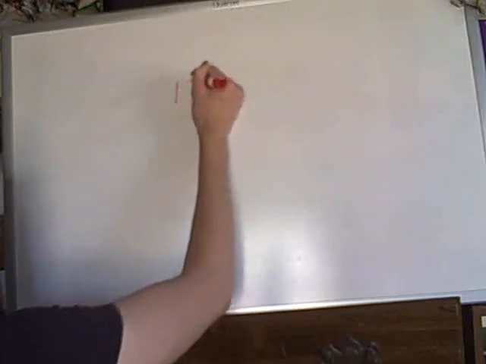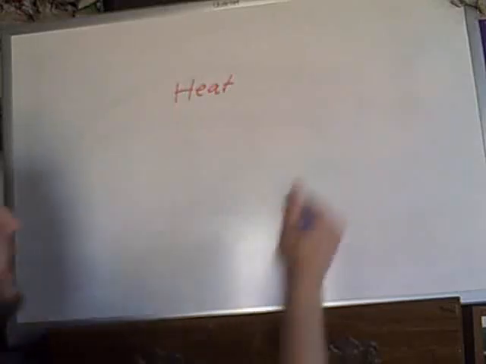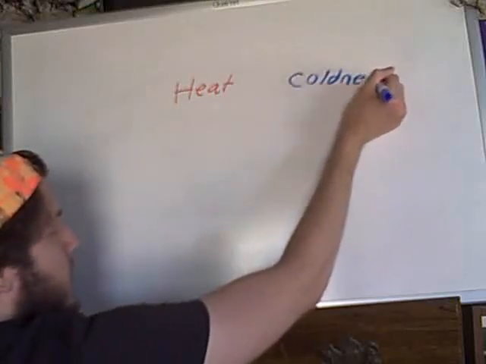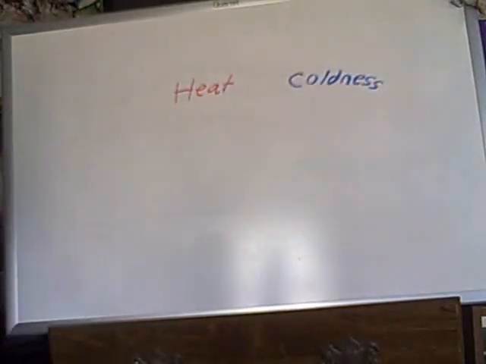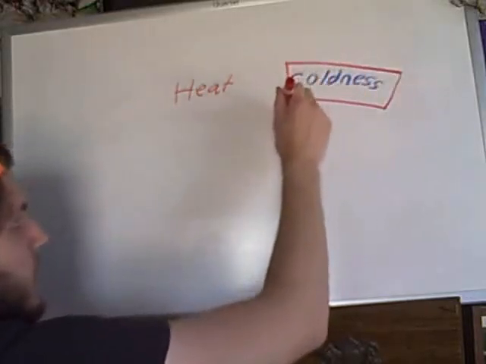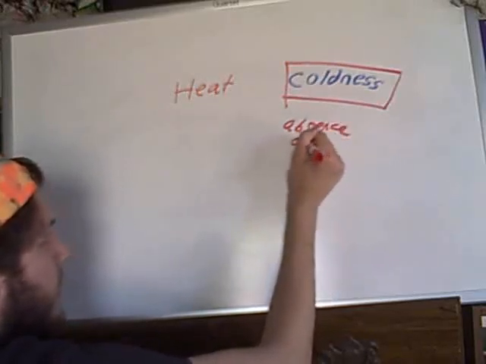Now, to understand how this is able to actually warm us, we have to understand something about heat. Normally we like to think of heat and coldness as two separate things that work against each other. But in reality, coldness is more of an absence of heat.